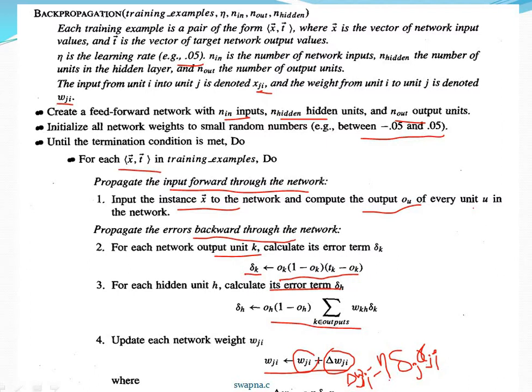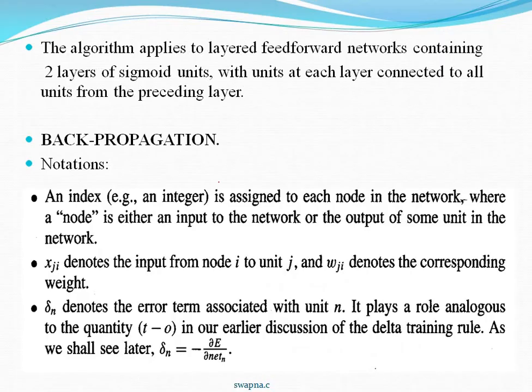Eta, we already know, is the learning rate. Delta J is the error term, the summation of the errors, and it applies to that particular input signal. So this algorithm applies to layered feed forward networks. We already said feed forward means every time it feeds the inputs in a forward manner to the next layer. It takes the inputs from the preceding layer outputs.